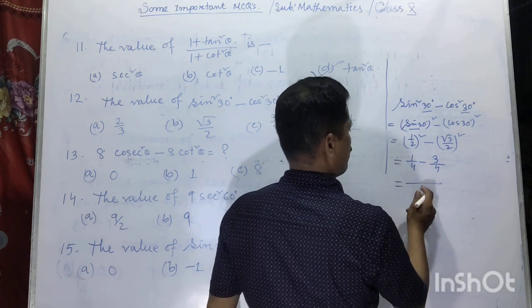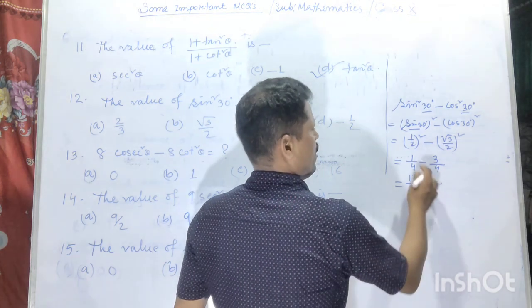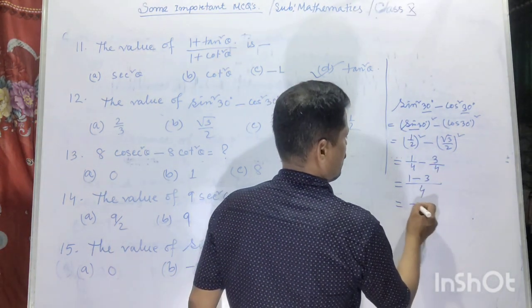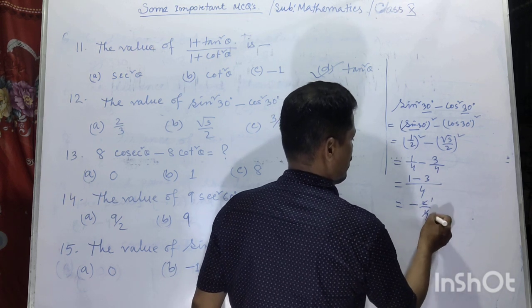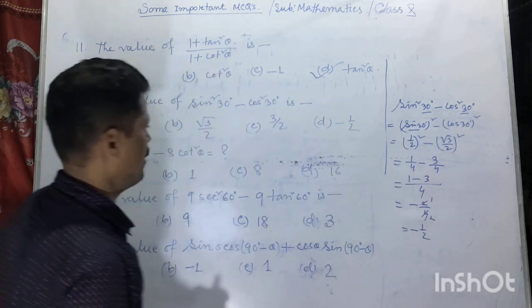Then 1 in 4, 4 in 4 1 times, then 1 is there. 1 into 1 will be there. Then 4 in 4 1 times, 3 1 is 3. That is minus 2 by 4. If we cut it by 2, there will be 1 times, there will be 2 times. Then minus 1 by 2 is the correct answer here.